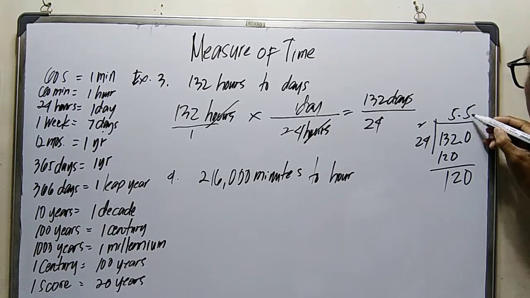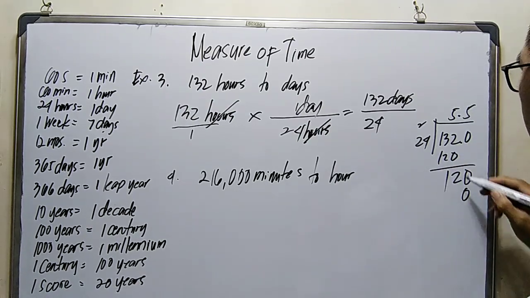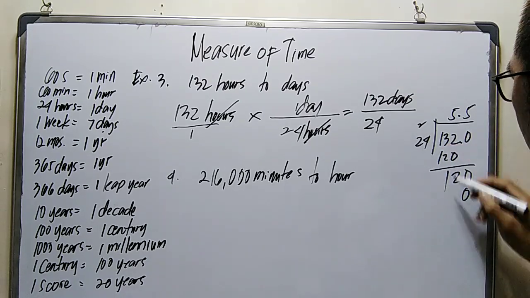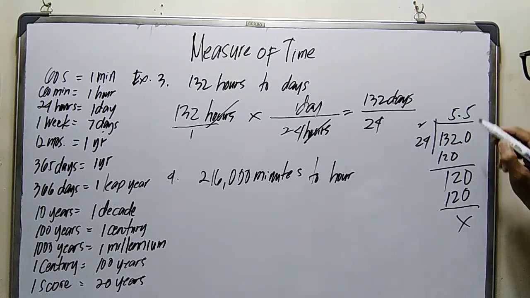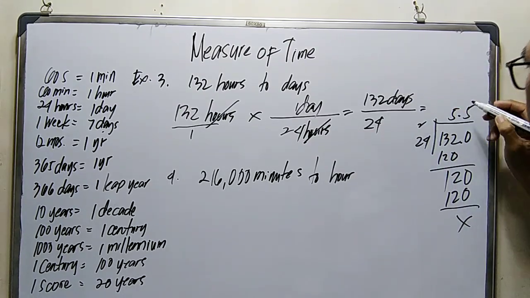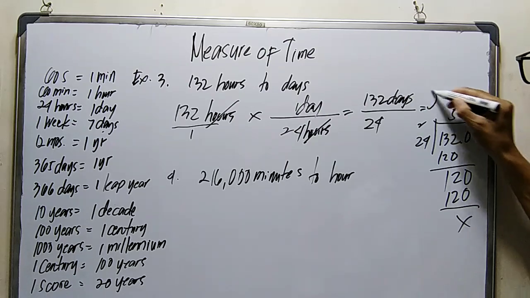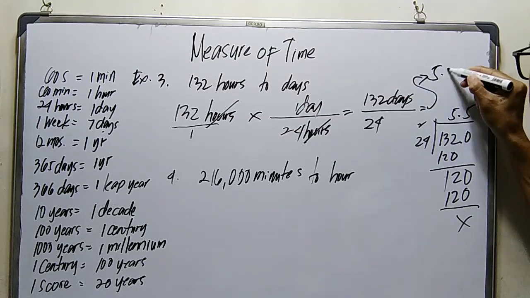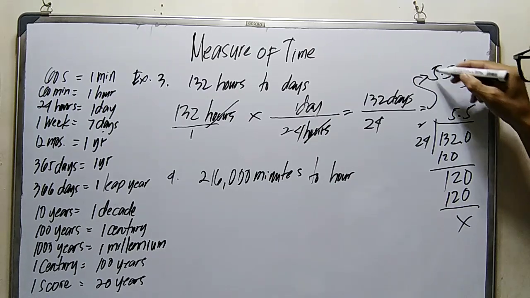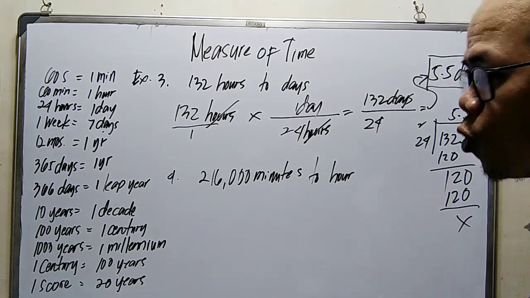5. Ayan ang kanina. 5 times 4, 20. 5 times 2, 10 plus 2, okay, 12. So, the result is 5.5 days. Okay? Dito lang sa taas ha. 5.5 or 5 and 1 half days. Okay, yung 0.5 that is equivalent to 1 half.